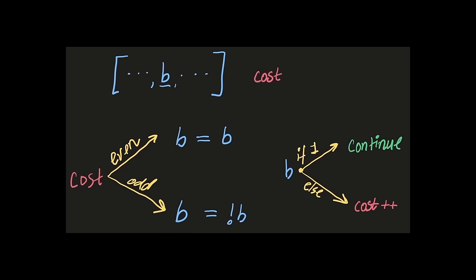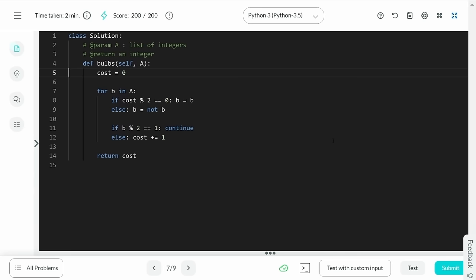Now then what? Well, if we can figure out this part, we can just write down what we did before. If the current bit we are looking at is 1 now, we'll just continue. Else, we'll increase the cost by 1. Alright, let's try to code this out. So here's the code written, and we are of course going to start off with the cost equal to 0, and we'll return the cost at the end.